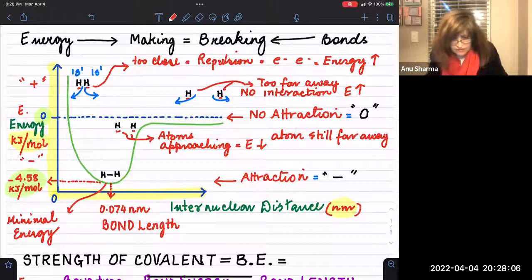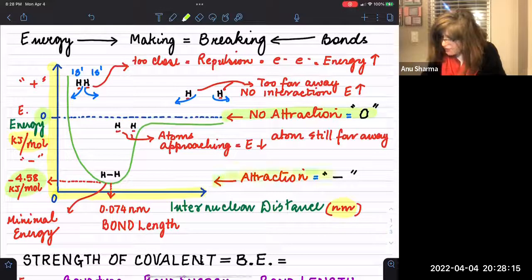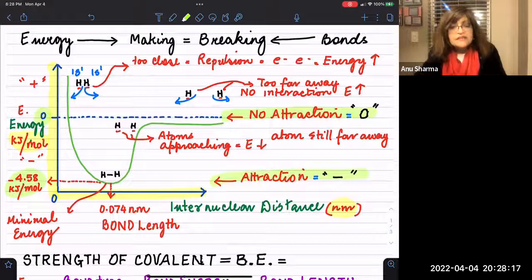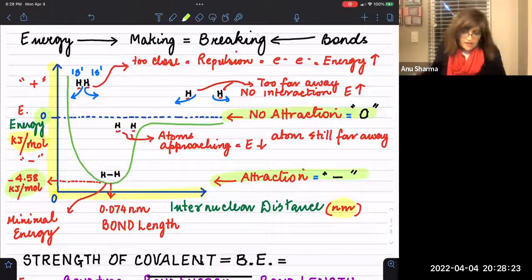Zero energy basically means no attraction. But as you go down, if there is attraction, the energy becomes negative. And the more negative the energy is, the more the attraction, which means the bond is strong.